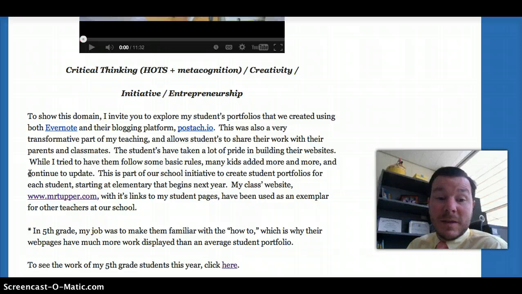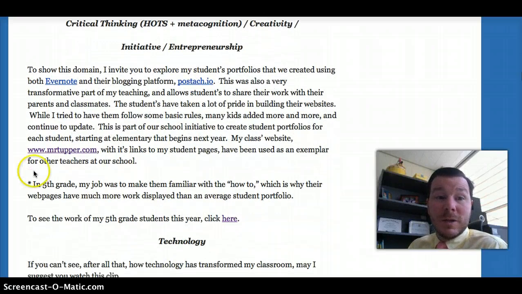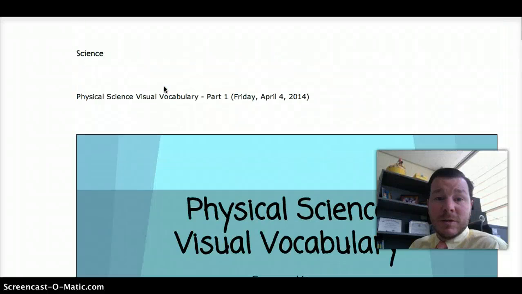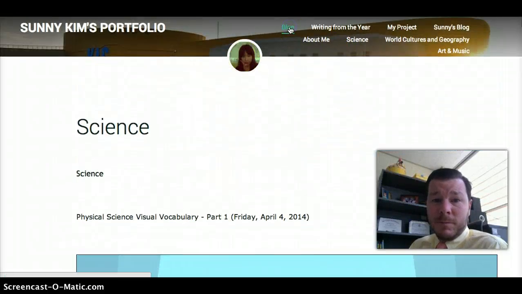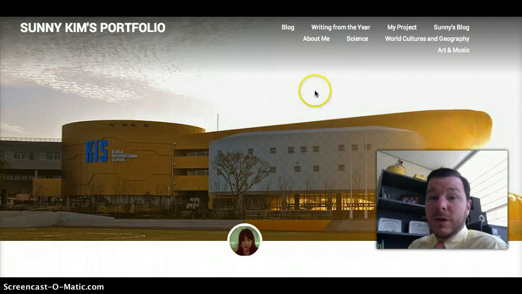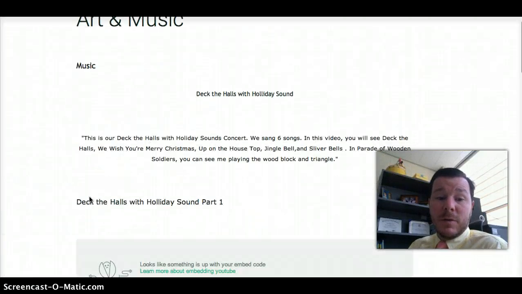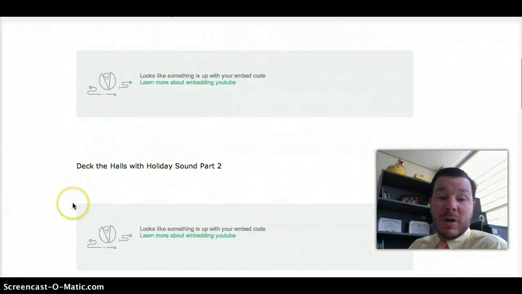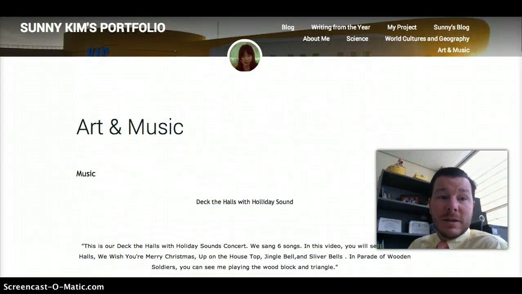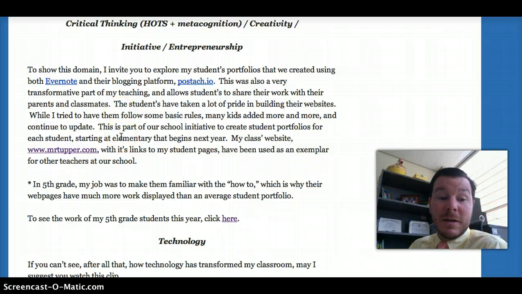Last thing is my website that you can check out, and it has links to all the students' pages. Here's an example of one of the students' pages. This is her science page. If you go to her home, which is on Bloggers, they created their own web page, basically a portfolio. We taught them how to use Evernote and Pistachio, and they can put all their projects online. They can put pictures, they can put videos. She's having a little trouble embedding her YouTube, but they got to post their pictures, and it's really been a nice thing that they can do. So I suggest taking a look at that.